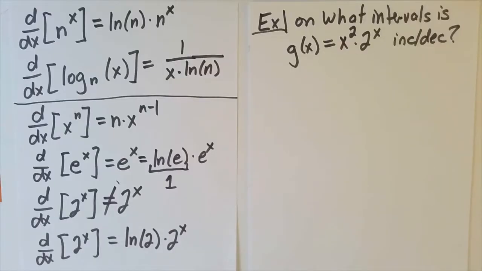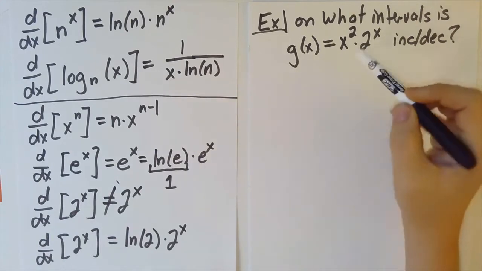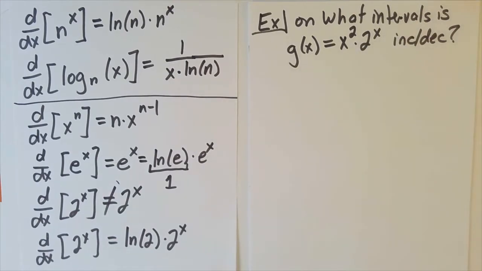Hello, class. Today our goal is to answer this question. On what intervals is this function x squared times 2 to the x increasing, and on what intervals is it decreasing? Okay. So that's going to give us an excuse to use our formulas here, as well as to make sure we can distinguish between x squared and 2 to the x, so we know which formula to use.